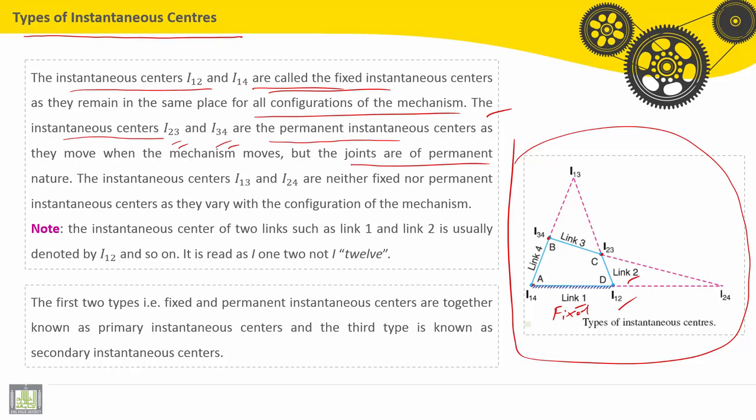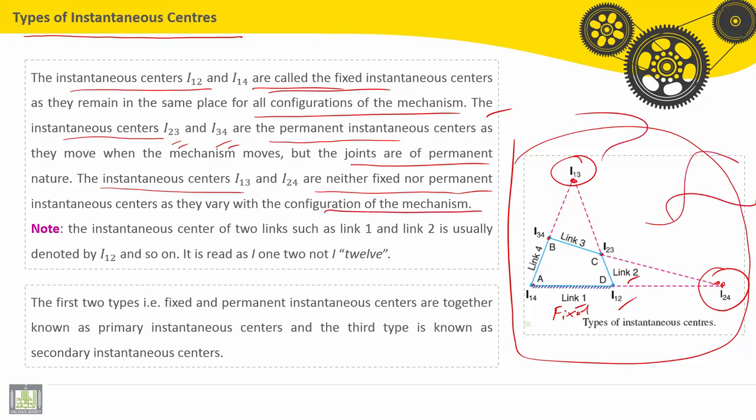Okay? So the instantaneous centers here, I13 and I24, are neither fixed nor permanent instantaneous centers as they vary with the configuration of the mechanism. Okay, they move, depending on the configuration of the four bar mechanism. As a note, the instantaneous center of two links, such as link 1 and link 2, is usually denoted I12, and so on for other links. So it is read as I one-two, not I twelve, be careful.